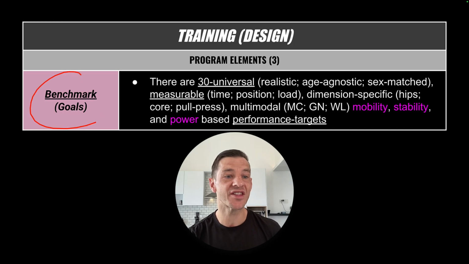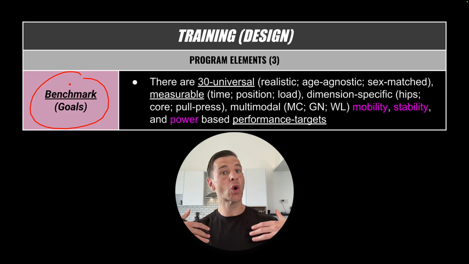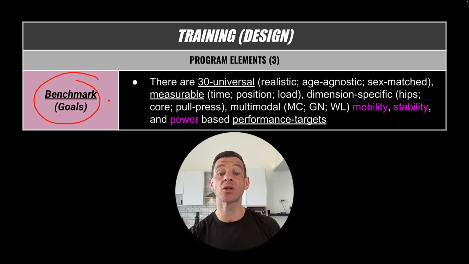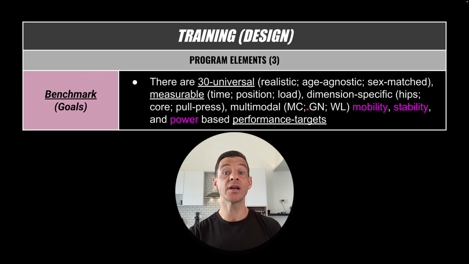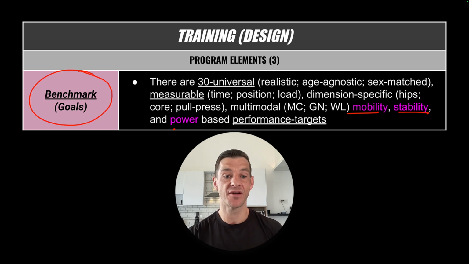Next, we want to make sure that our goals are balanced. We want to have fitness goals that target the lower body, core, as well as the upper body. So in other words, they need to be dimension specific. Also, we want to take a multimodal approach to our exercise goal selection. In other words, we want to ensure that we are taking a balanced cardiovascular, body weight, and weightlifting approach to our training. Finally, and perhaps most importantly, we want to make sure that our exercise goals actually help us develop all 5 of the body's physical skills.